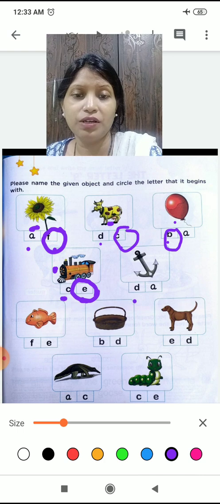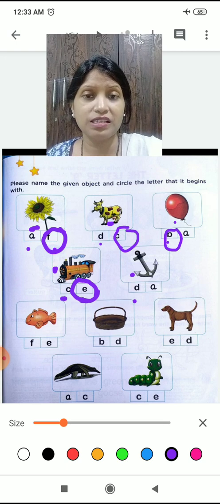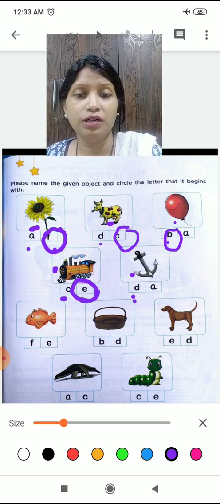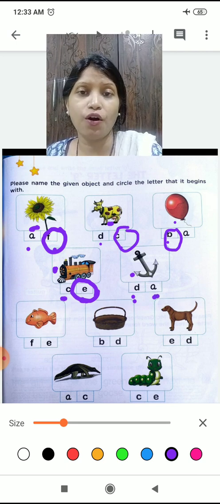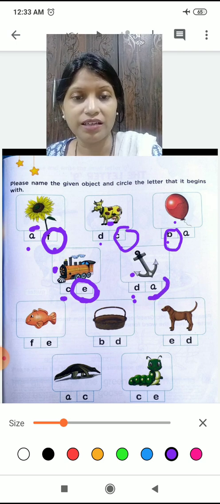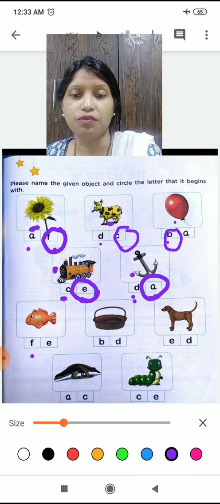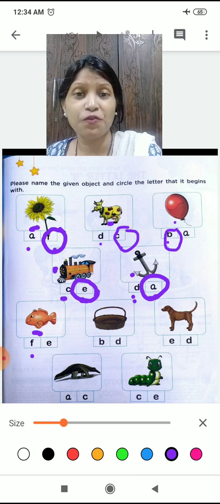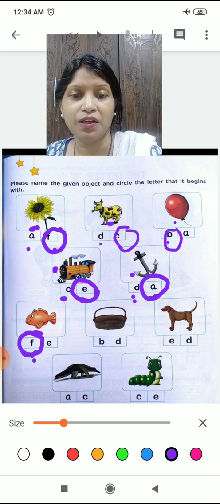Okay. Now what is this, children? Anchor. So D is for anchor. No. A is for anchor. Read with me. A is for anchor. Okay. Now see, what is it? Yes, you know that. Fish. F is for fish. Yes, F is for fish.